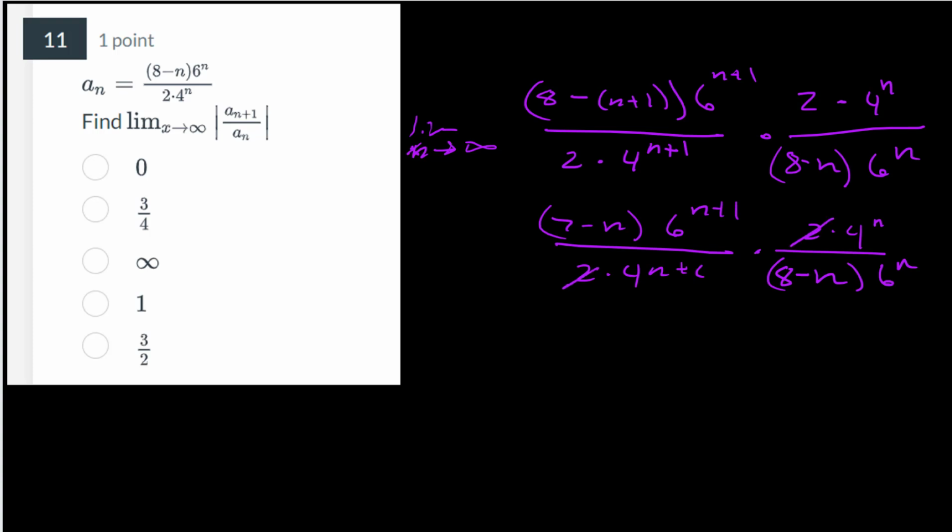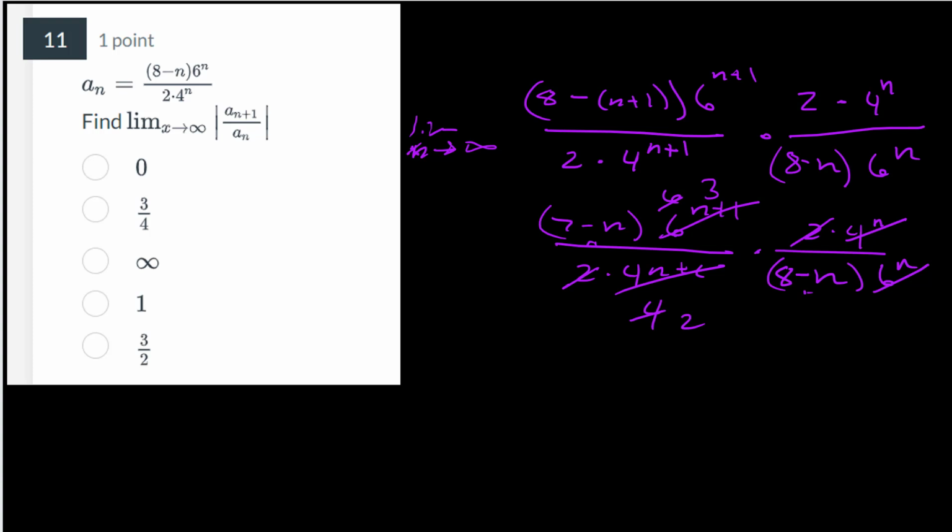The 2's here, we have a 2 on top and a 2 on the bottom, so those can cancel out. And then we have 6 to the n plus 1 here, and we have 6 to the n, so we have one more 6 on top. Here we have 4 to the n plus 1, here we have 4 to the n. So we can cancel out and we're still left with a 4 here. 6 over 4, we can reduce that to 3 halves. And now we have to worry about these two terms.